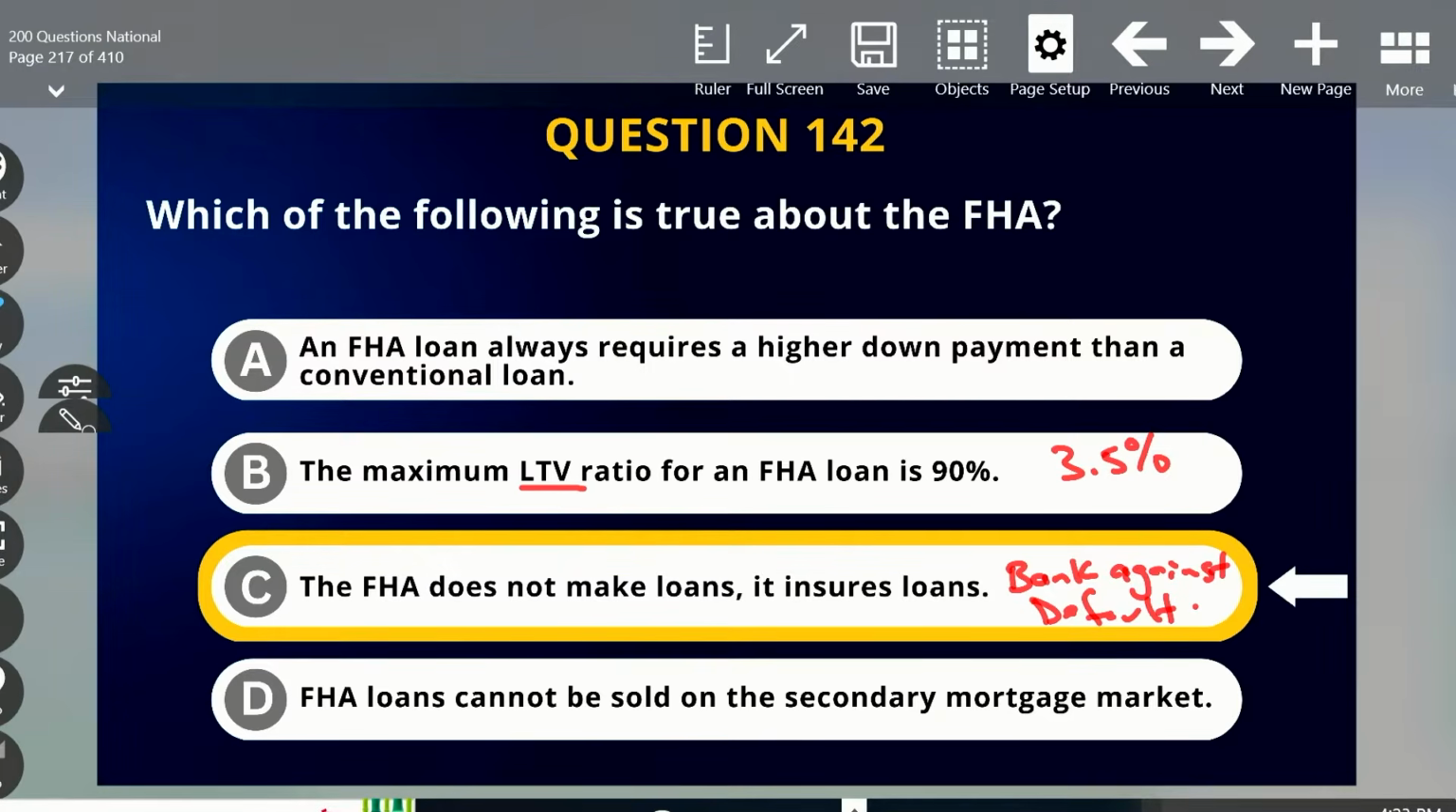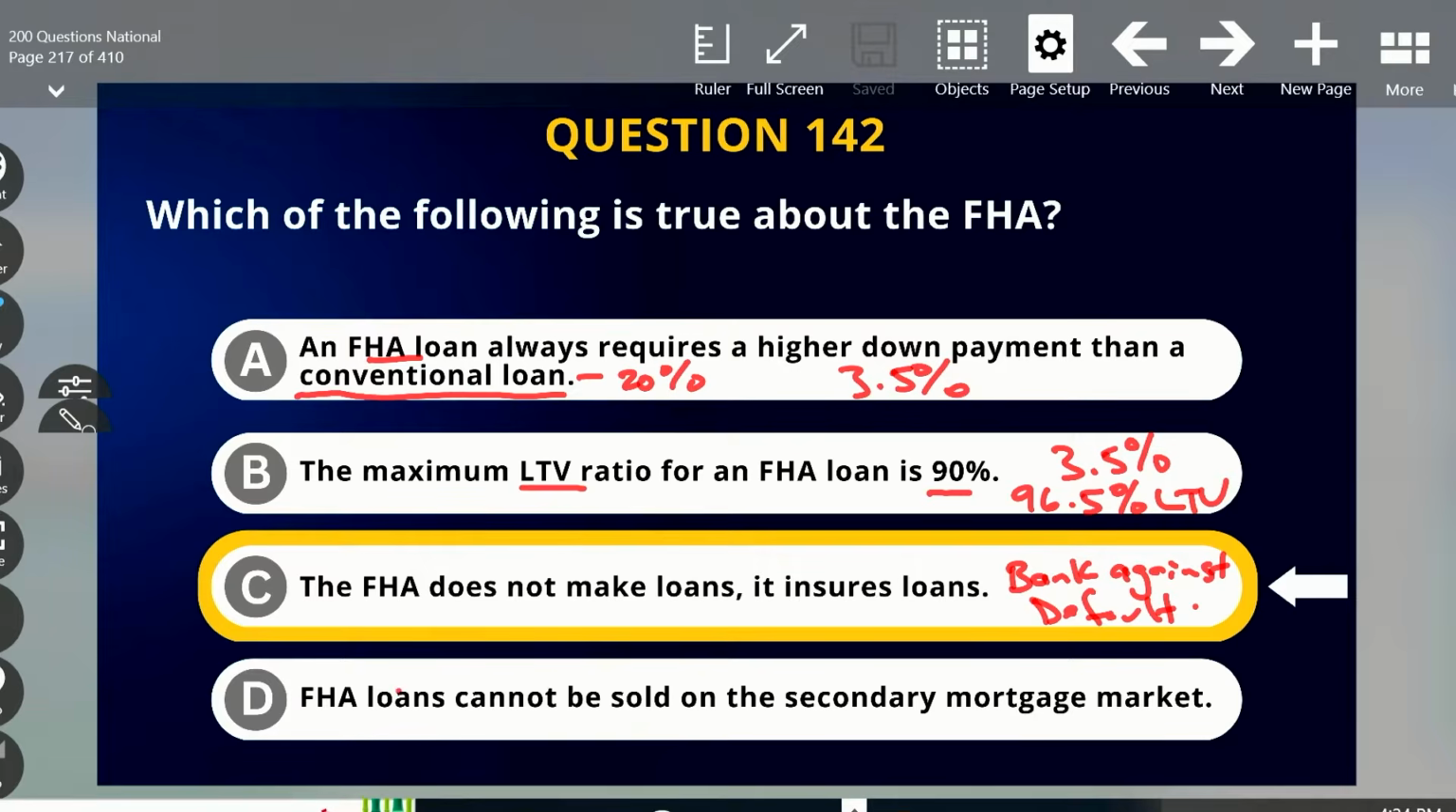That means that the standard FHA loan can go above 90%. It goes up to 96.5% LTV, loan to value. An FHA loan always requires a higher down payment than a conventional loan. That's not true. A conventional loan is going to typically want, if you don't want mortgage insurance, at least 20% down. The FHA loan's down payment is going to be as low as 3.5%. Okay, so that's not true, letter A.